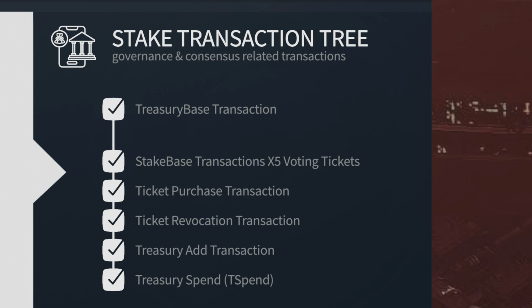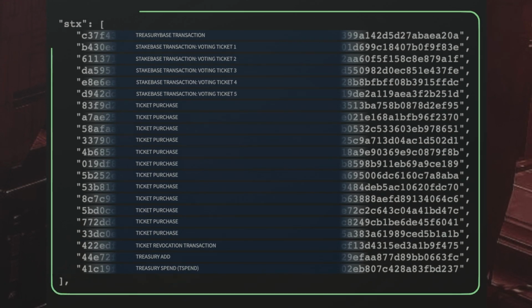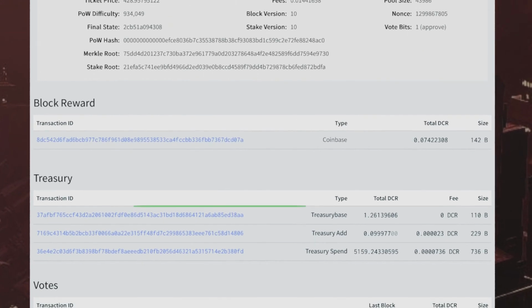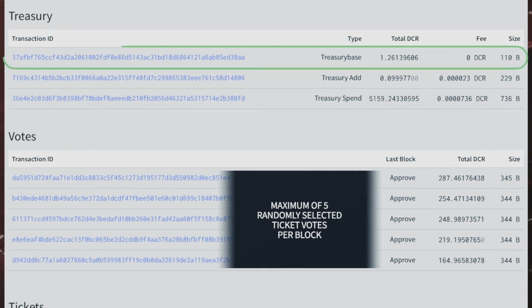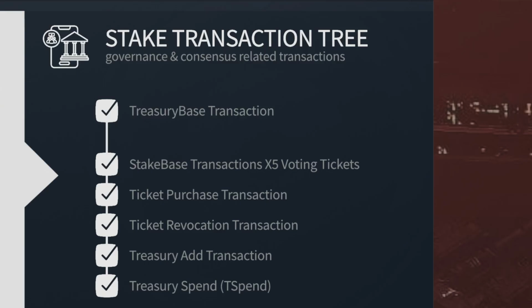The first transaction in the stake tree is the treasury-based transaction, which allocates 10% of the block reward. This structure improves management and accounting by directly crediting the treasury account, ensuring funds are reserved for governance-approved expenditures. Treasury funds are managed by Decred stakeholders. Spending from the treasury requires stakeholder approval through a voting process, resulting in a treasury spend transaction once approved.